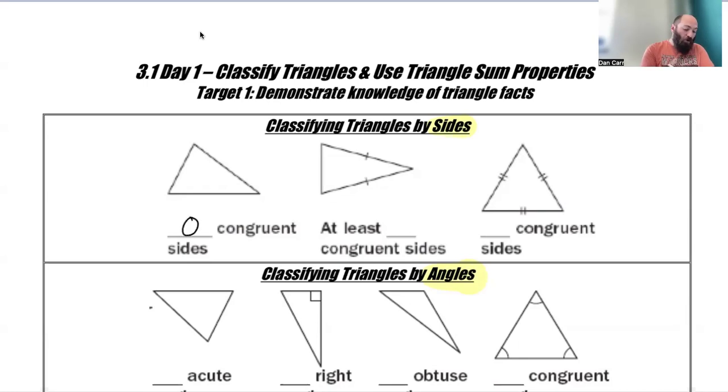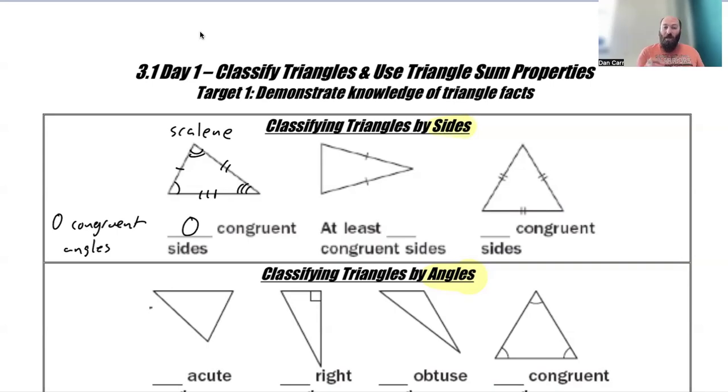If there are zero congruent sides, so it looks like this, where it's 1, 2, and 3 like that, nothing matches up. This is called a scalene triangle. I'll write that a little bit neater. Okay, so it's scalene. Now, another thing about scalene triangles is all the angles are also going to be different. So it's zero congruent sides, it's also zero congruent angles.